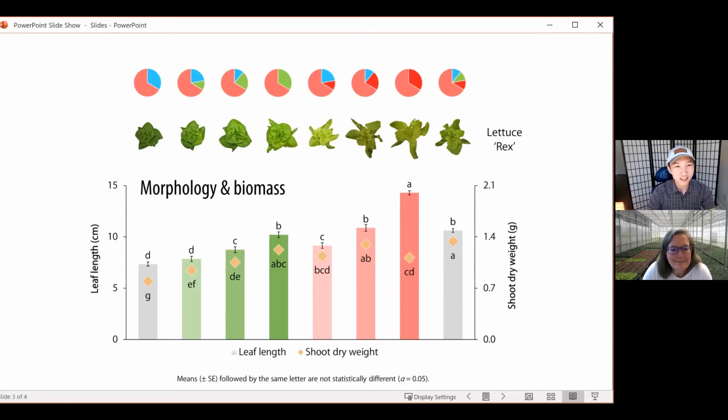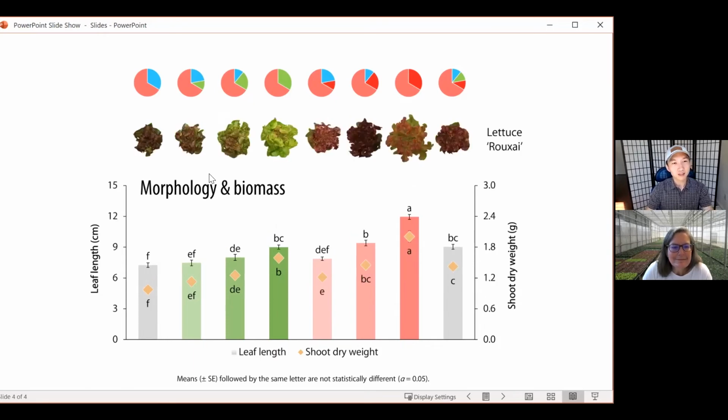The first key finding is that as the proportion of green light or far red light increased, leaf length or plant size increased for green leaf lettuce Rex. This translated into higher yield or biomass because plants with larger leaves captured more light for photosynthesis. We also observed yellower and more spindly leaves under far red treatments than without far red light.